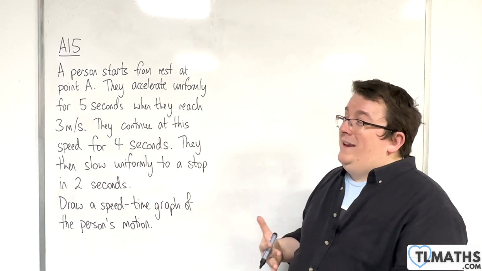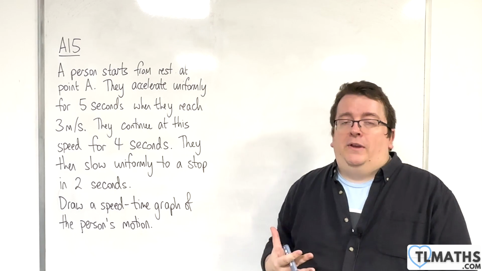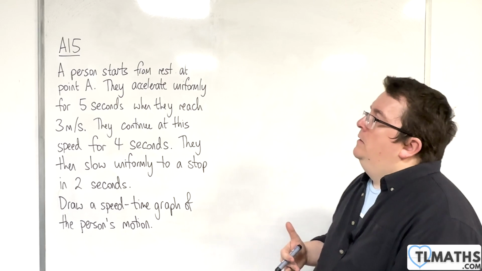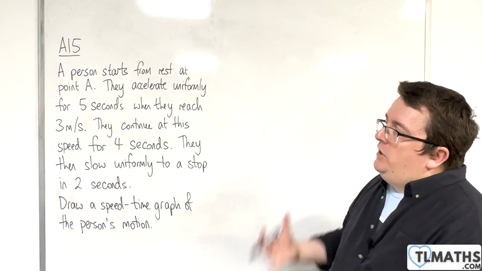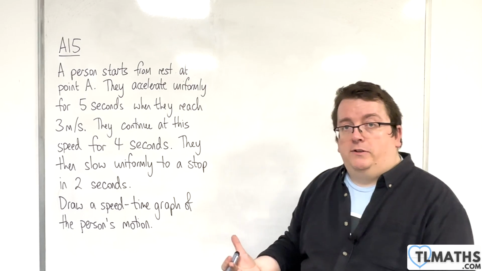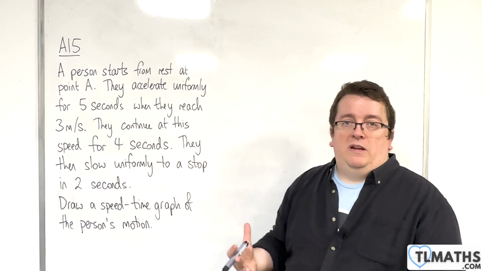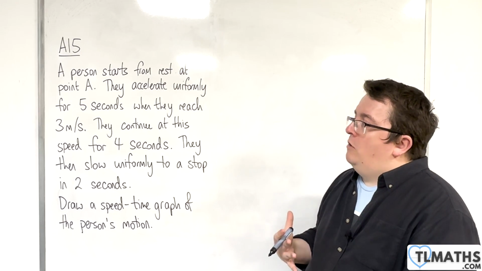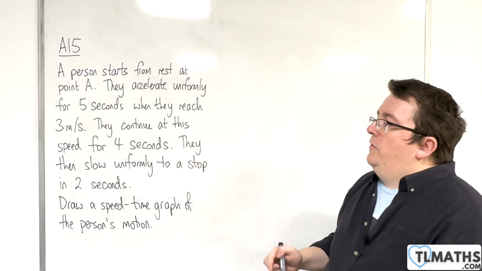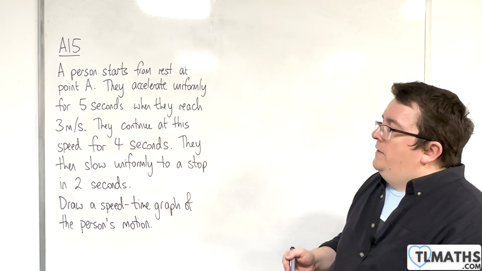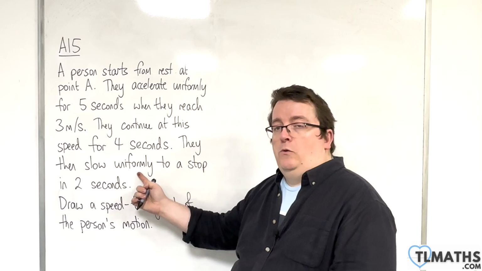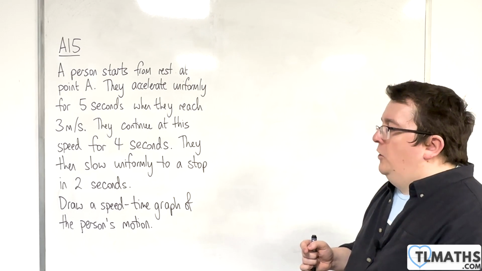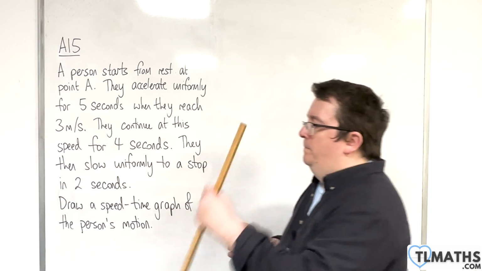And the way that that looks on one of these graphs is that the speed time graph will be a straight line. So if the acceleration is uniform or constant, those two terms really mean the same thing, then there will be a straight line on the graph. They continue at this speed for 4 seconds. They then slow uniformly, there's that word again, to a stop in 2 seconds. Draw a speed time graph of the person's motion.